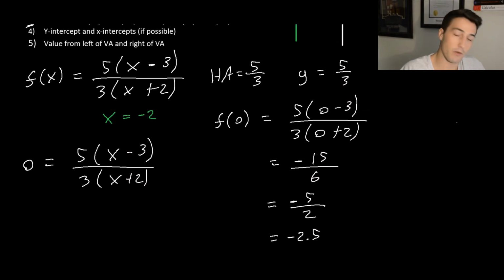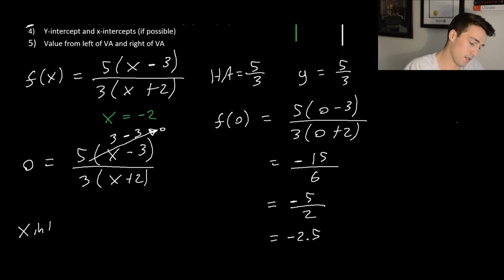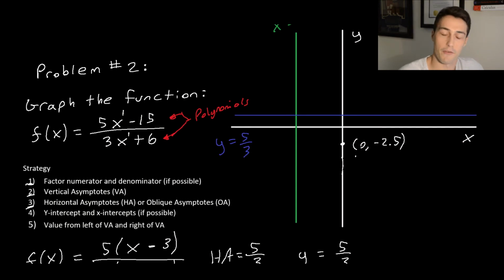If we put in a value of x equal to 3, that's going to be 3 minus 3, and then this whole term will be 0. So we actually get an x-intercept at (3, 0). Now that we have that, we can put it down on the graph here. I'll put it actually above, (3, 0).